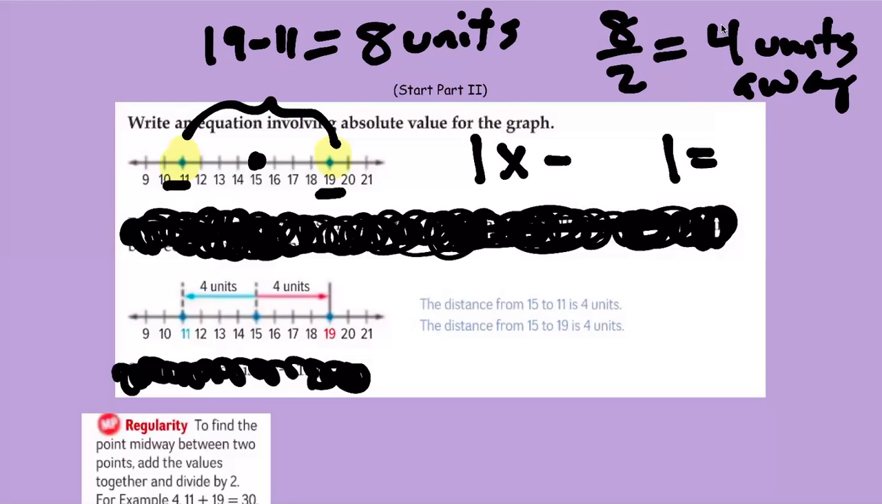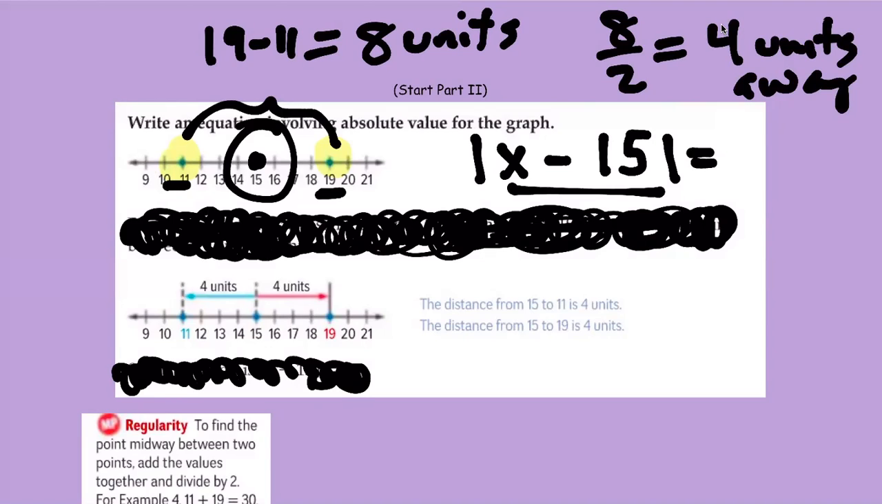If you know what an absolute value is, the distance away something is from zero, or like we said, from our midpoint. If it's the distance away from the midpoint, and that's the absolute value on the left side of this equation, that means I've got to put my midpoint in here. My midpoint is 15, so I would go x minus 15.